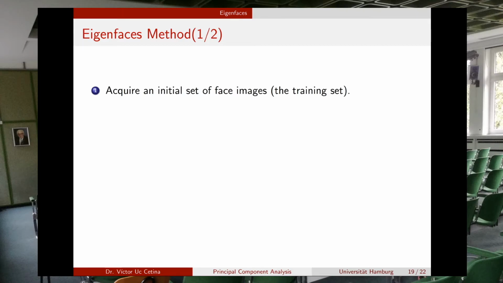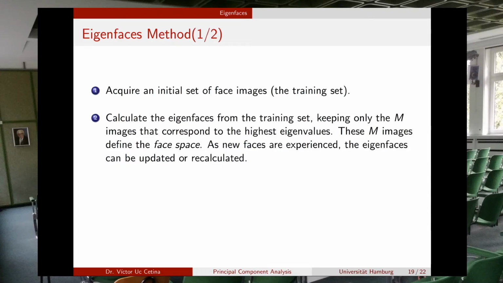So what they did is to acquire an initial set of faces, which is the training set. They calculated the eigenfaces for this training set, and they kept only the m eigenfaces with the largest eigenvalues. With this, they were defining a new subspace they call the face space. If you increase the number of persons in your dataset, then you need to recompute the eigenfaces.